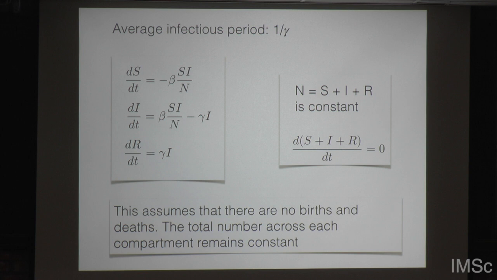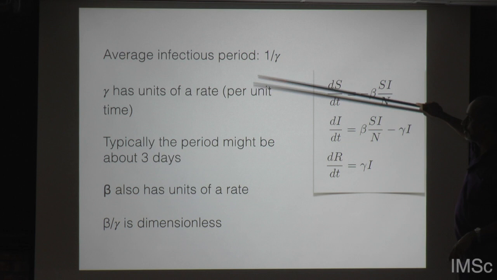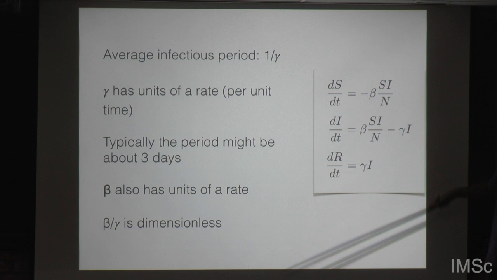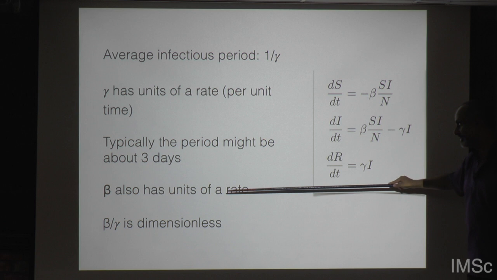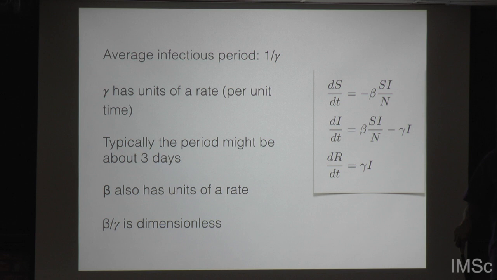So the average infectious period is 1 over gamma. Gamma, as I said, has units of a rate per unit time. Typically, the period might be about 3 days, so gamma is 1 by 3 per day. Beta also has the units of a rate, as we figured out from here. So beta by gamma is a dimensionless number. In a sense, it's the only really useful number in this, because I can always get rid of gamma.